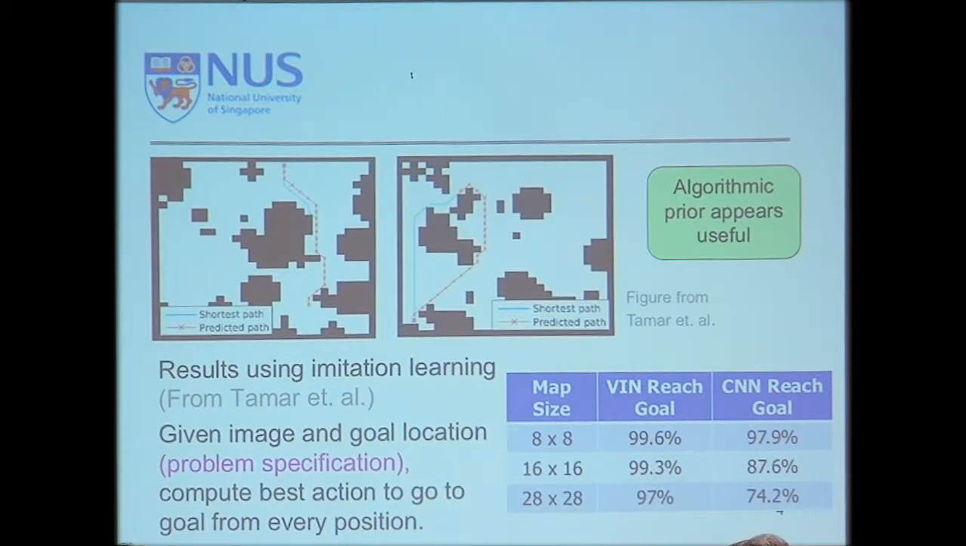And in the experiments, you can see that compared to using a normal convolutional neural network, it does better, particularly when the map gets bigger. The value iteration network gets 97%, whereas the normal convolutional neural network gets about 74%. So it seems that for this particular problem, the algorithmic prior is helping.